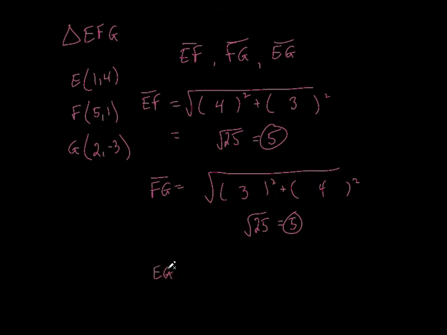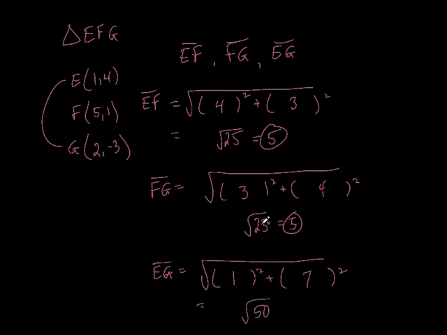So EG. EG is the first and the third one. So we do this thing again, and we subtract. You could go 1 minus 2 or 2 minus 1, which is 1. Let's do this one. 4 minus negative 3. What's minus a negative? It's plus. So it's 4 plus 3, which is 7. Right off the bat, I can see that's not going to equal, but let's just find out what the number is. That's 1. That's 49. So that's 50. Square root of 50, obviously, is not the same thing as square root of 25, correct?